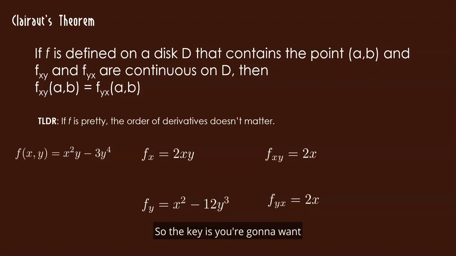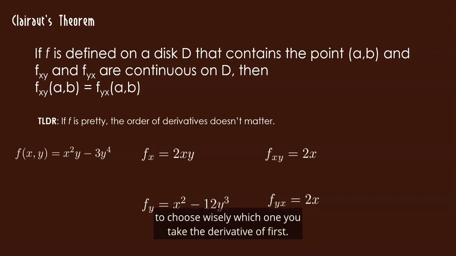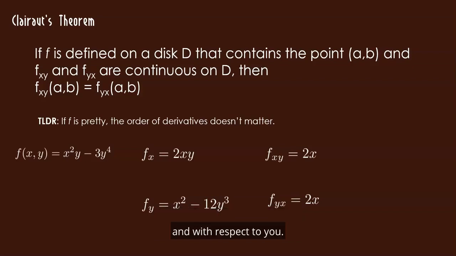So the key is you're going to want to choose wisely which one you take the derivative of first. So now we know how to find the partial with respect to x and with respect to y. We can find second partials with respect to x's and y's, and we can use that information to find the equation for the tangent plane at a point. Next, we want to figure out where this surface will have a high point or a low point, but that's for another video.